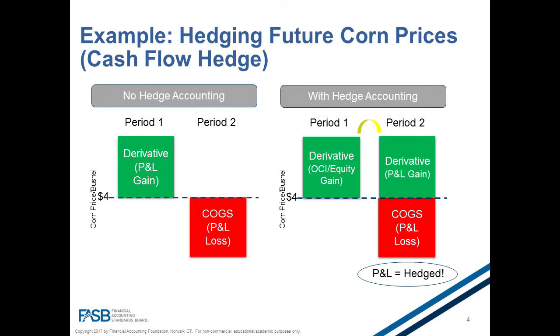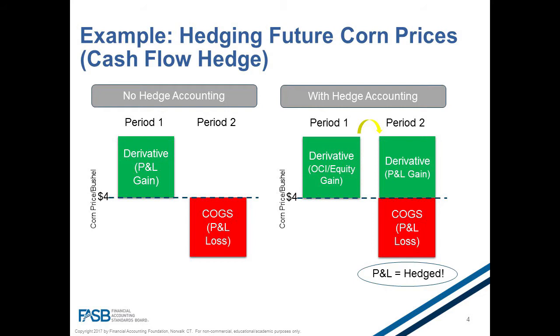Let's say a company needs corn a year from now to meet its manufacturing needs, and it wants to protect against future price spikes. One way to do this is to enter into a long-term purchasing contract directly with the supplier, but those aren't always available. So instead, they buy a futures contract on corn at $4 a bushel a year from now. Without qualifying hedge accounting, the derivative gets marked through the P&L, creating volatility even though the corn hasn't been purchased and sold. Yet all the company wanted to do was lock in their purchase price at $4 a bushel.